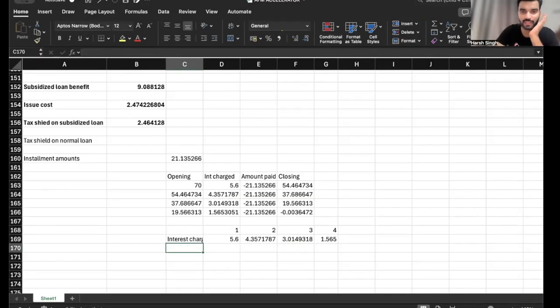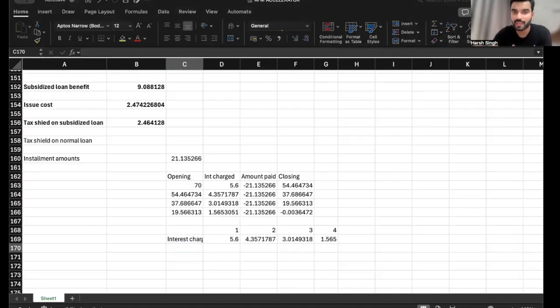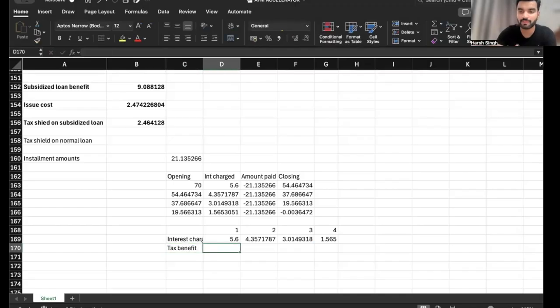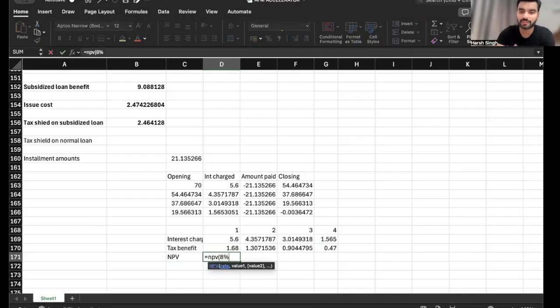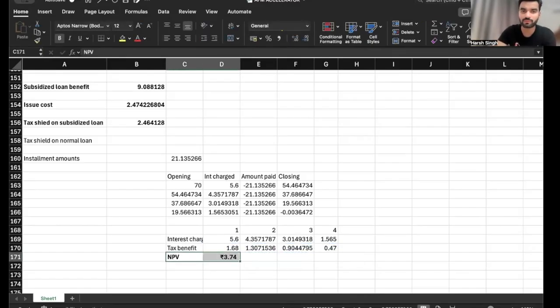Then after this interest charge, we have to pay what? Tax. We'll get tax benefit that will be equal to this amount multiplied by 30%. 1.68. Same amount we'll get every year. Now, can we go and find out the NPV directly? I don't need the present values. I can find out the NPV using the NPV formula, equal NPV bracket open 8% comma, I'll take up all the values, bracket close. 3.74.